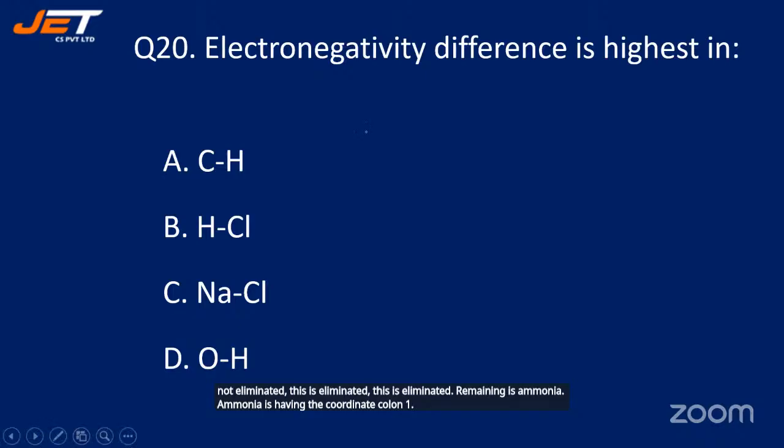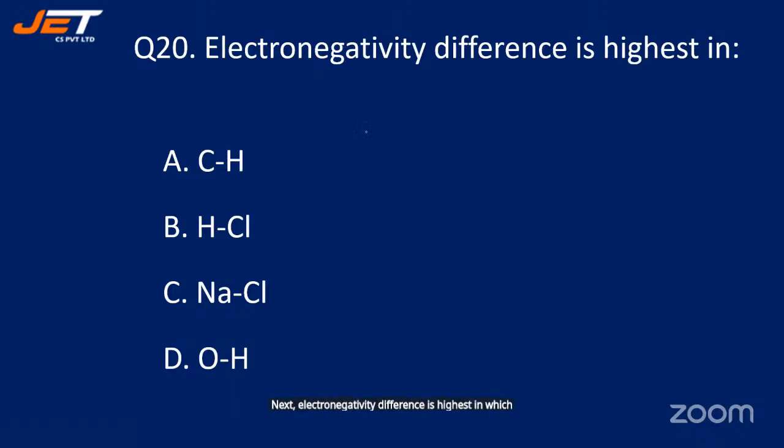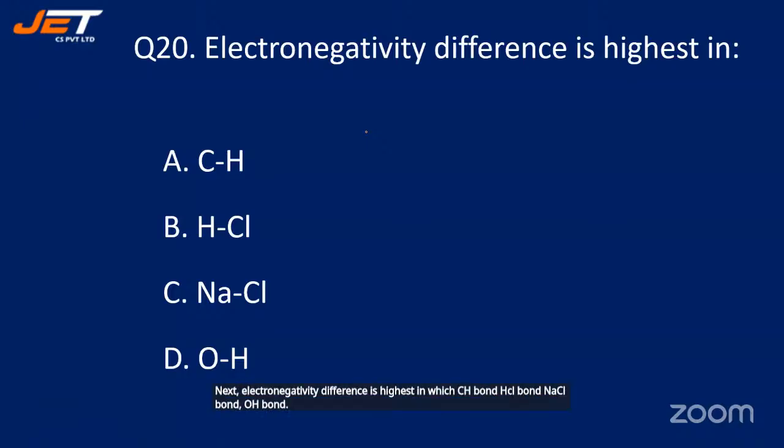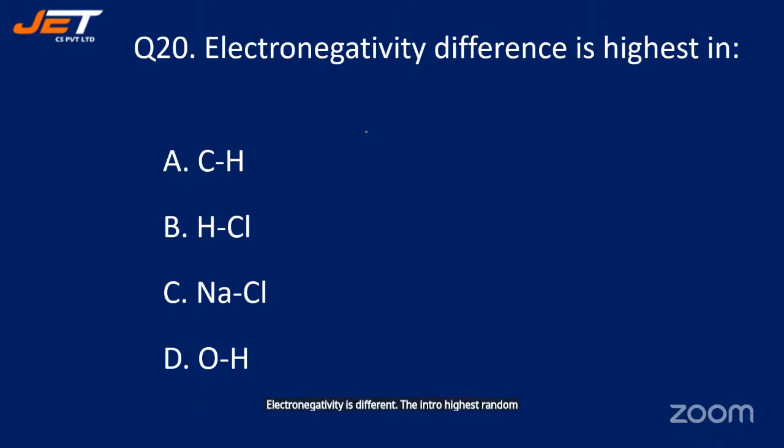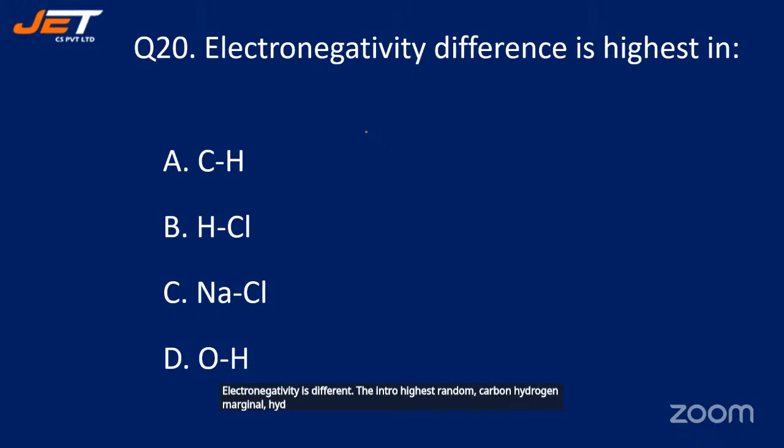Next, electronegativity difference is highest in which? CH bond, HCl bond, NaCl bond, OH bond. In which is the electronegativity difference highest? Between carbon and hydrogen, hydrogen and chlorine, sodium and chlorine, oxygen and hydrogen. Yes, students.